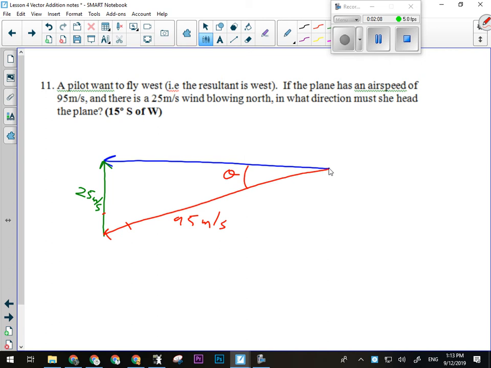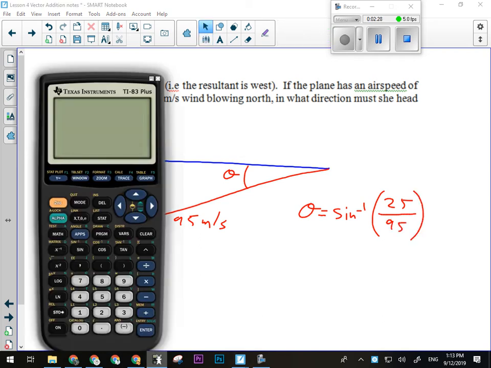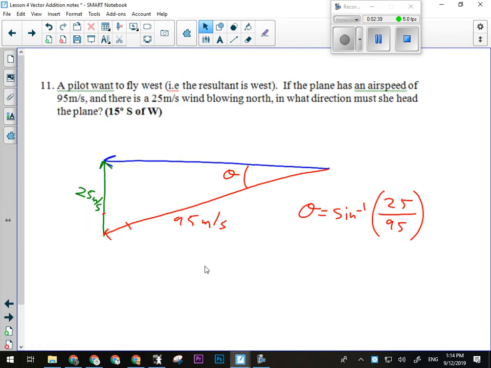All right. So I'm going to find this angle just using sine, because I have the hypotenuse and I have the opposite side from the angle. All right, so theta will be the inverse sine, since I'm looking for the angle, of the opposite side, 25, over the hypotenuse, 95. Okay, so I'm getting 15 degrees, and that angle is south of west. Okay, everybody follow me there.